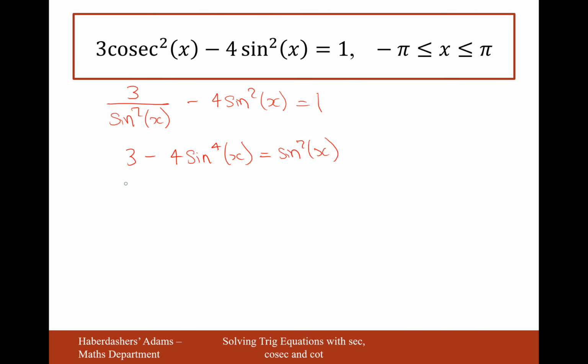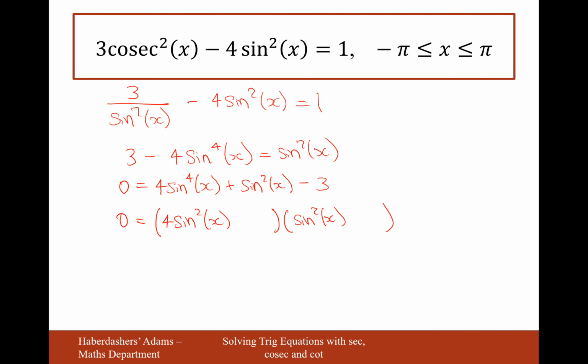The next thing we'll do is we'll move everything onto the right hand side. So 4 sine squared, so 4 sine to the power of 4 plus sine squared minus 3. The next thing we'll do is we will start to try and factorize. So what we'll do is we'll put it as 4 sine squared. So we'll factorize it like it's a quadratic, but using sine squareds in the bracket.